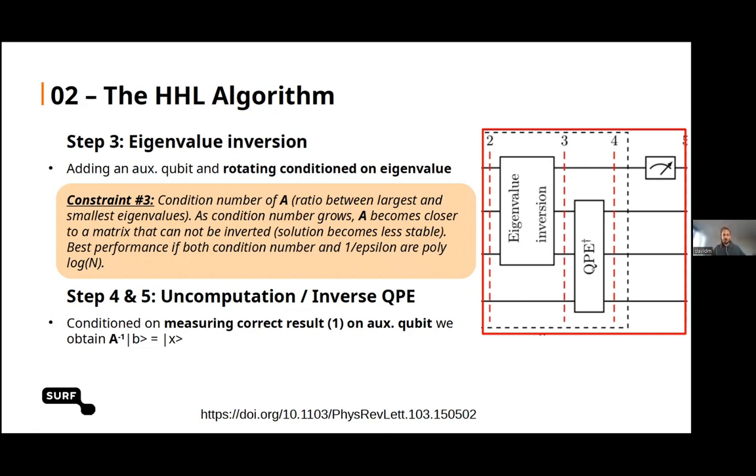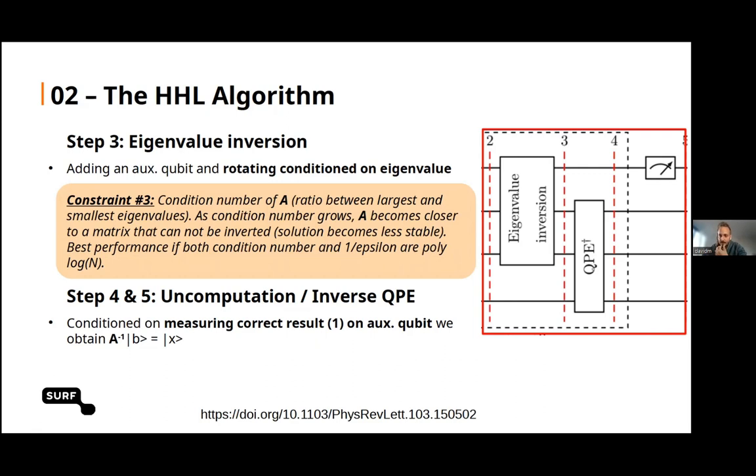And then we just do uncomputation, so a reverse quantum phase estimation, and then we have a superposition of two states, basically of the control qubit, the auxiliary qubit. And then if we measure one on the auxiliary qubit, we obtain our solution, which is the inverse of A times b equals x. And since this is probabilistic, we probably have to repeat all of these steps until we get the result.